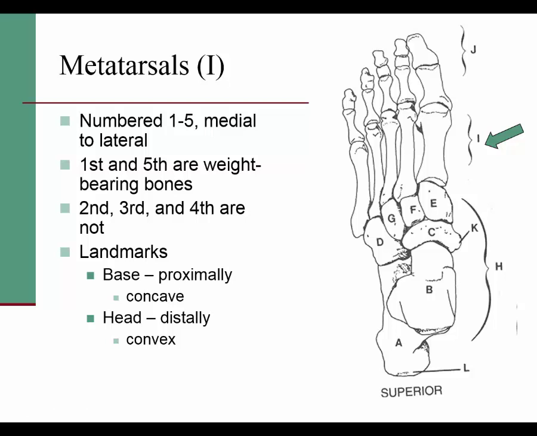Metatarsals, these are numbered 1 through 5, medial to lateral. So your most medial section is the first metatarsal. Then you've got the second metatarsal, third metatarsal, fourth metatarsal, and the fifth metatarsal. Fifth will be your most lateral. The first and fifth are weight-bearing bones. Second, third, and fourth, those are not.